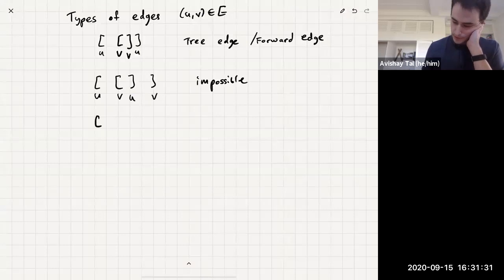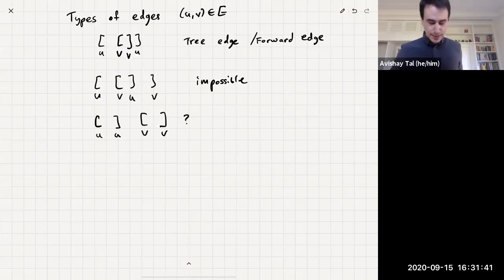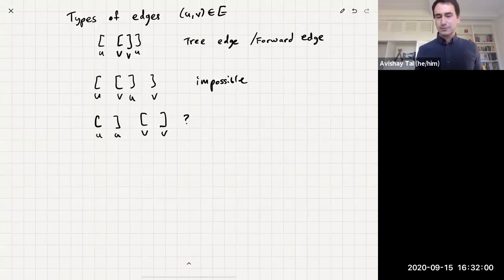What about this? Is this possible? Is it possible that we explore U, finish exploring U, and then explore V, and then finish exploring V? And notice that UV is an edge in the graph. I see, no, it's impossible, but all of you are saying yes.